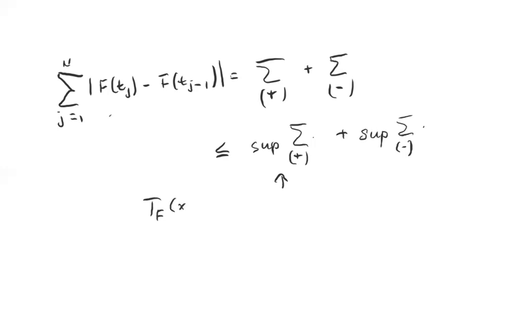Tf of x is less than or equal to pf plus nf. Oh, I see. Because you can't just take the supremum over all partitions on both sides. So you have to take the suprema separately. And then the inequality still holds valid. Ah, okay, I got it.